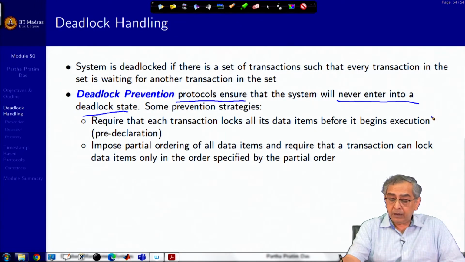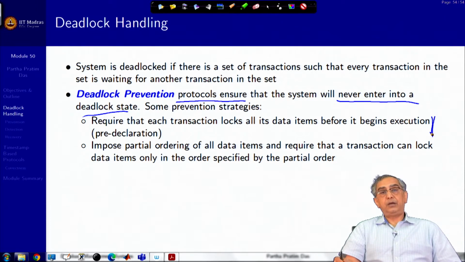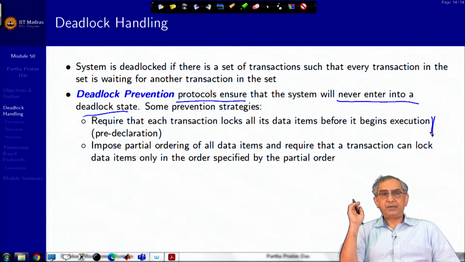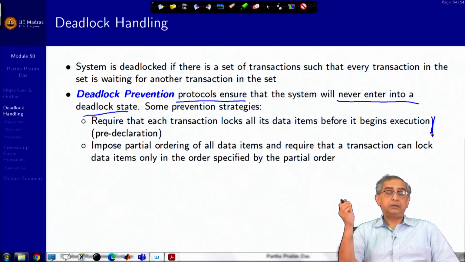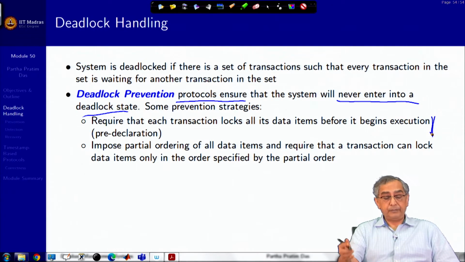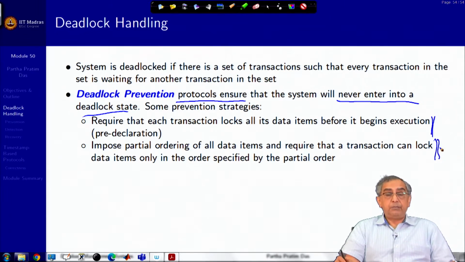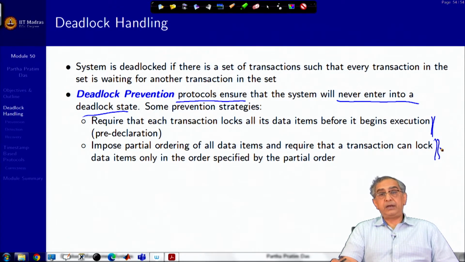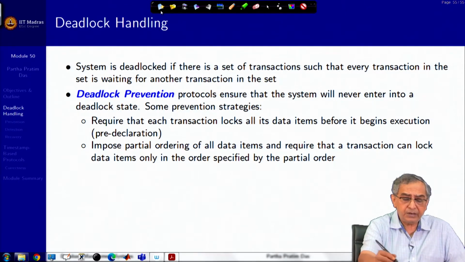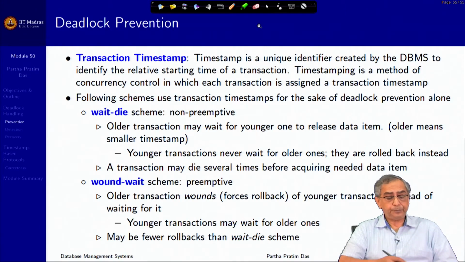This could require each transaction to lock all data items before it begins, which is usually difficult, particularly if a transaction is dealing with a large number of data items, and may significantly reduce the concurrency in the system. We could also impose a partial ordering of data items and require that transactions can lock data items only in the specified partial order. So, these are some of the strategies, we will not go much into them.